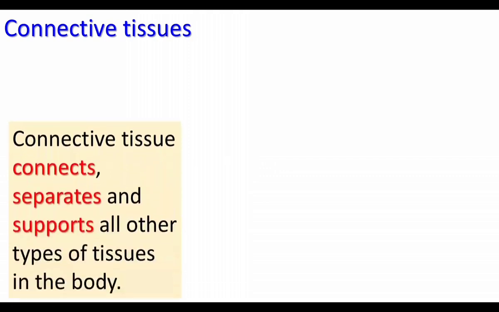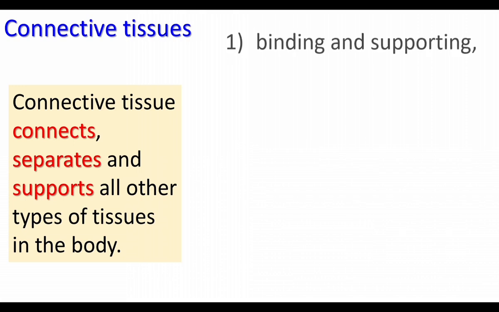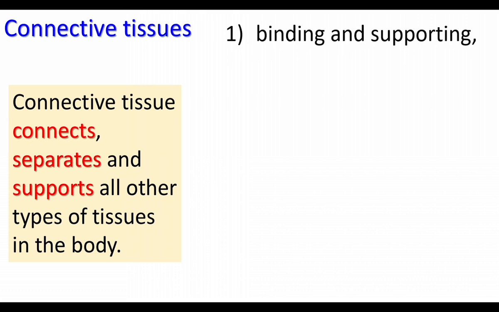What do the connective tissues do? Connective tissues connect, separate, and support other types of tissues in the body. Connective tissues connect. Bone is connected to the muscles by a connective tissue. Two tissues are separated by a connective tissue. Connective tissue supports the body. Bone is a connective tissue. It supports the body. Connective tissues are involved in binding and supporting.